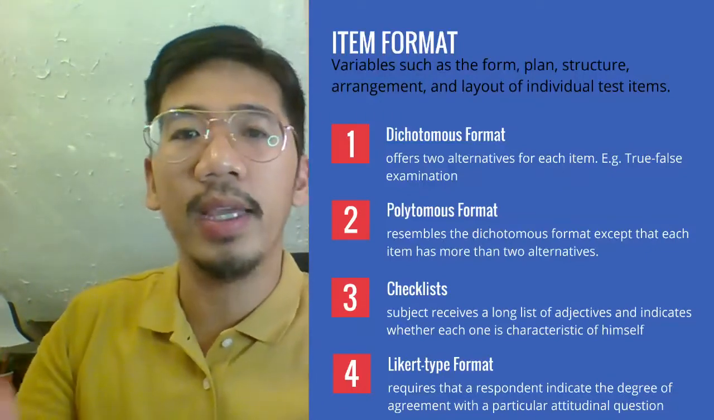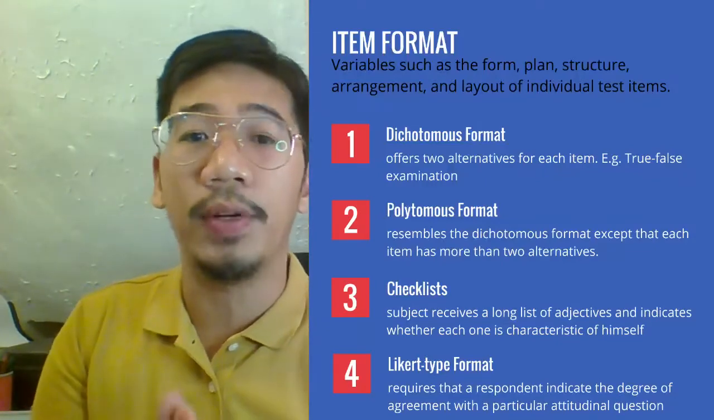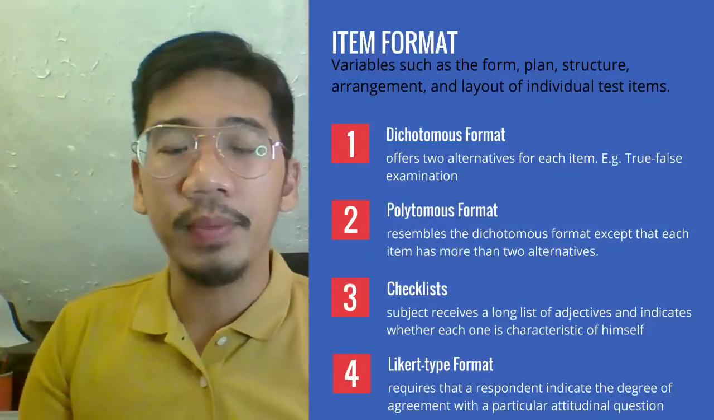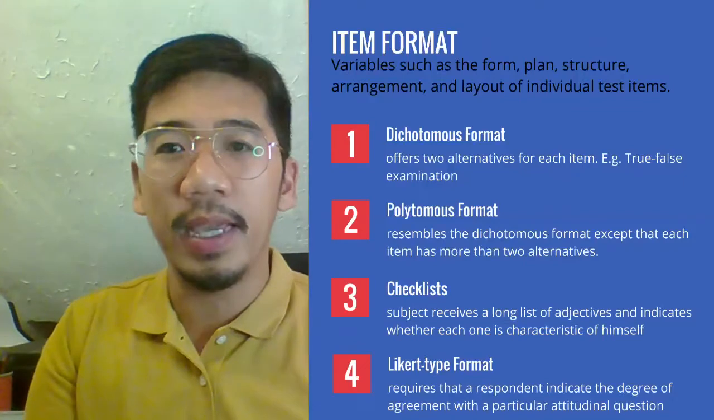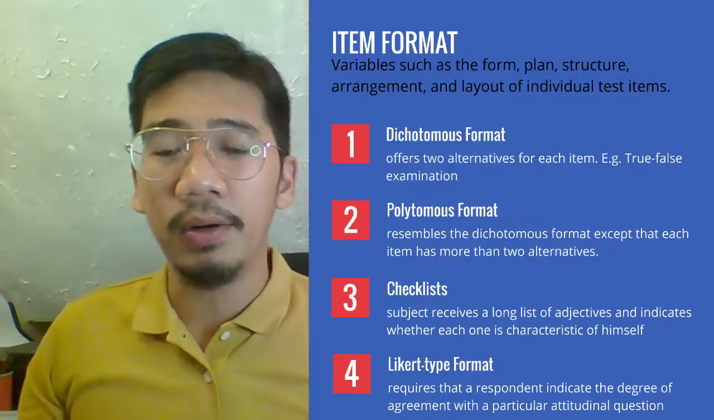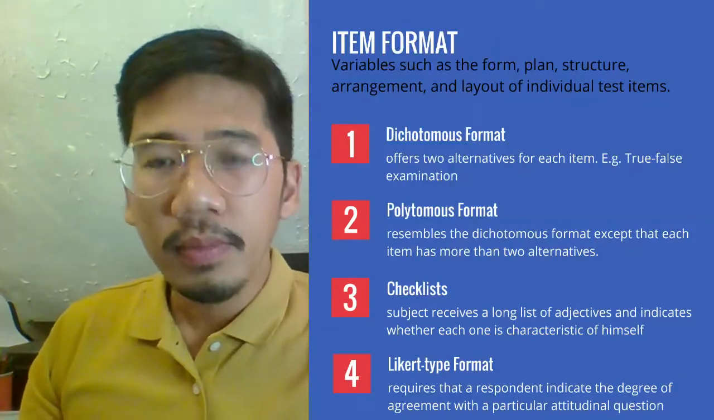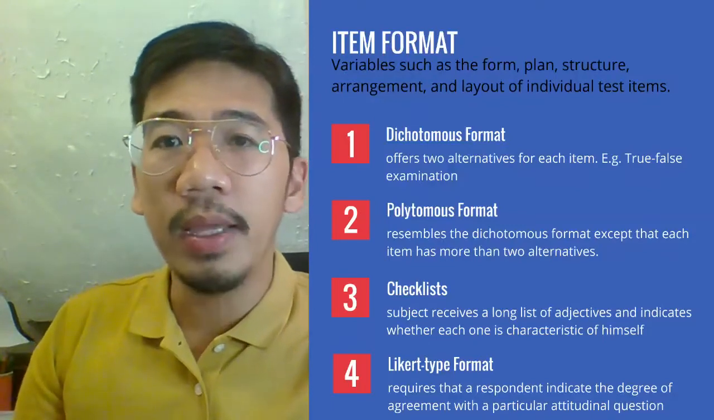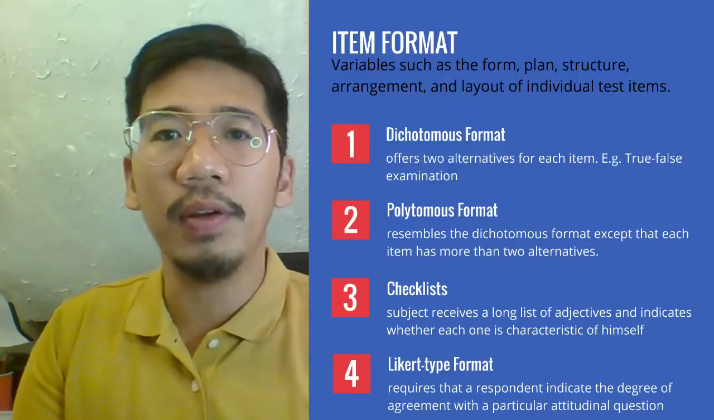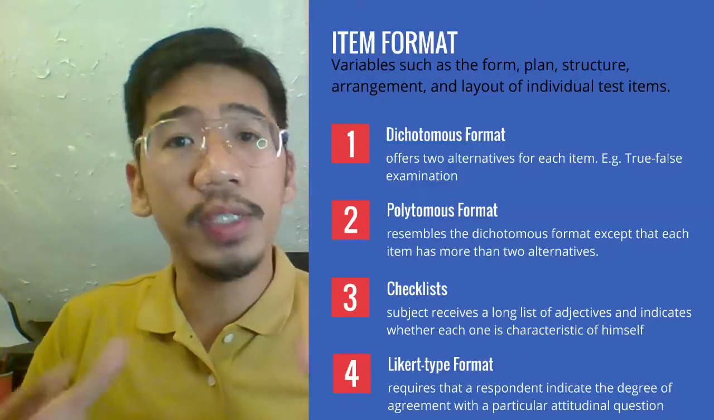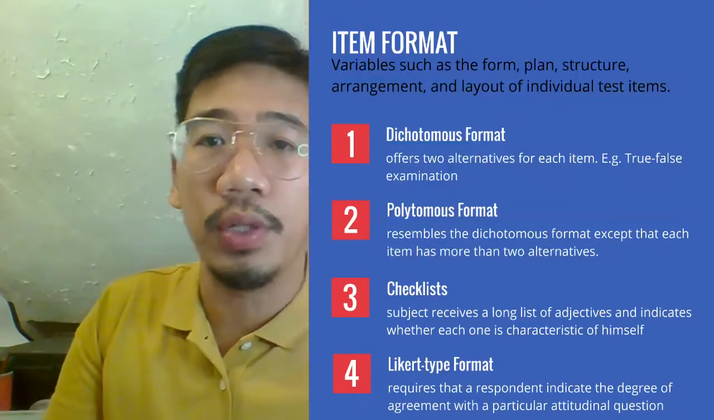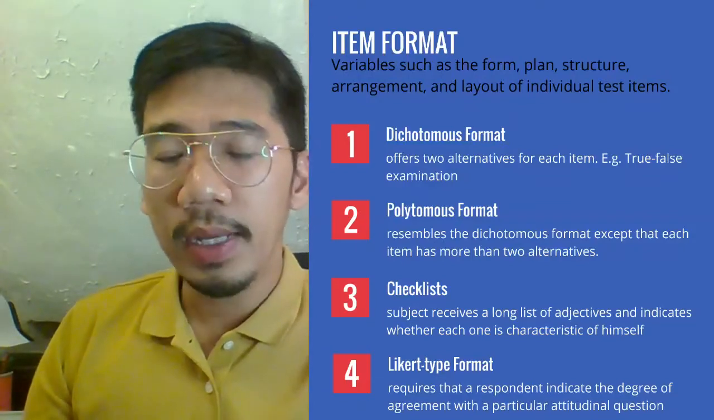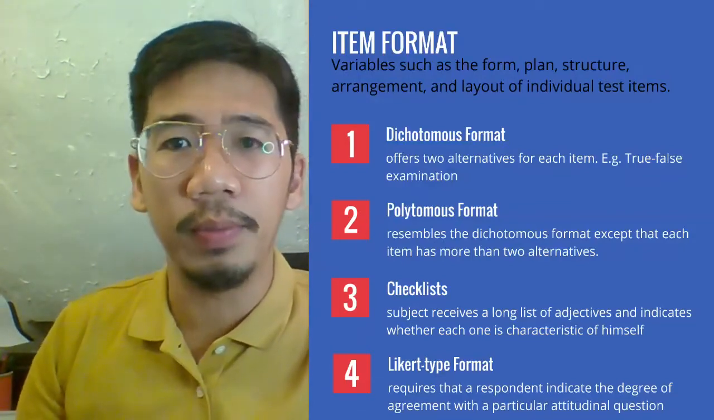Now, when we say dichotomous format, it's a test item that offers two alternatives for each item. For example, you have true or false in an examination, or a yes or no, the presence or absence of a particular trait. So it's good for sampling a great deal of content in a relatively short time. Tests consisting of such items are relatively easy to construct and score, and can actually be machine scored because it's relatively easy to score.